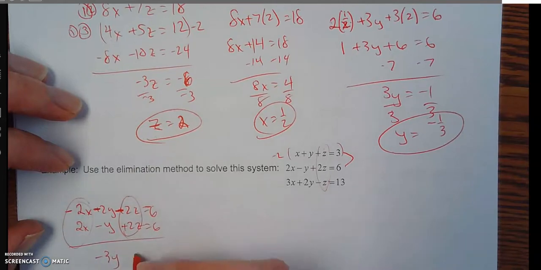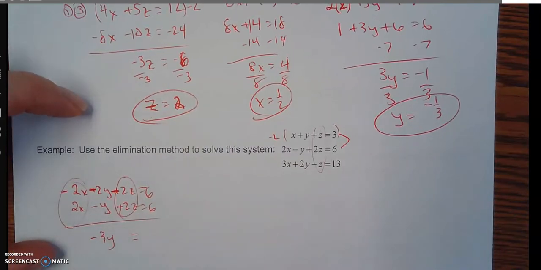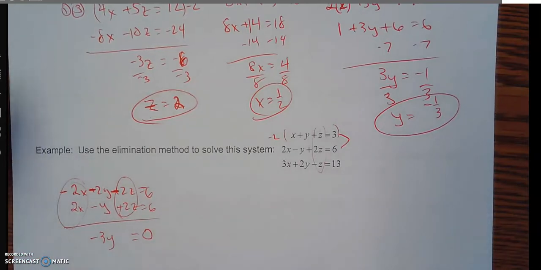The z's disappear, and it's kind of a twofer here. We got rid of two variables on accident. You know, we were trying to get rid of the z's, got rid of the x's with it. And that's awesome when that happens. So I got negative 3 equals 0. Just because you have a 0, that's not a bad thing.